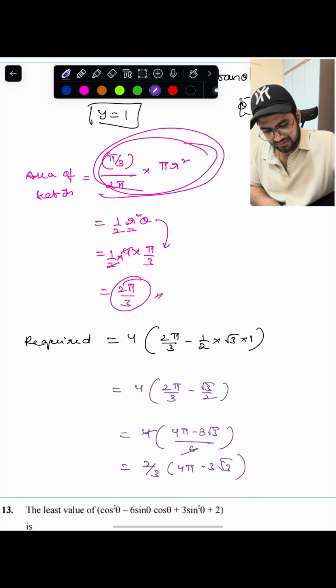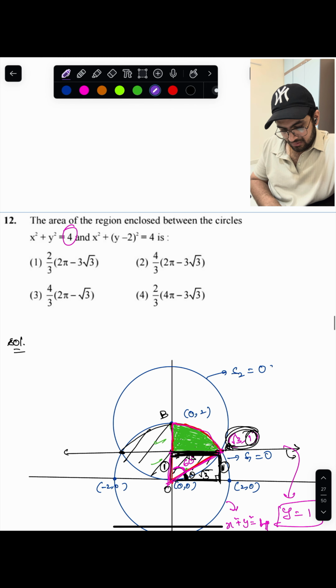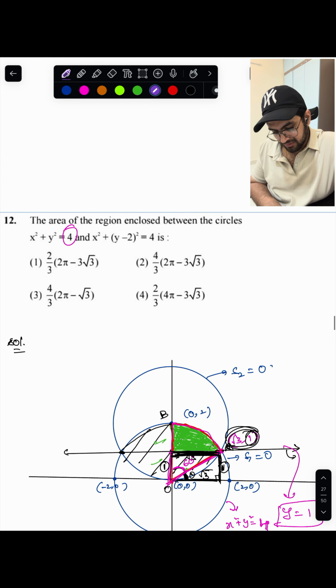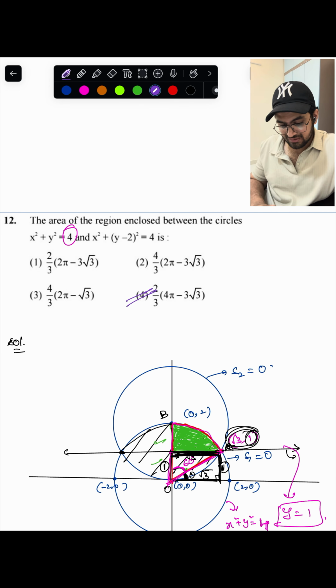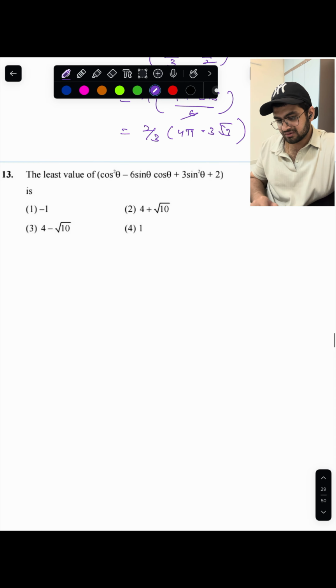Let's check this one. 4 pi minus 3 root 3, into 2 by 3. Yes, fourth option. Done. So the 12th question is also done. That was the areas question. Next, let's go for the 13th question.